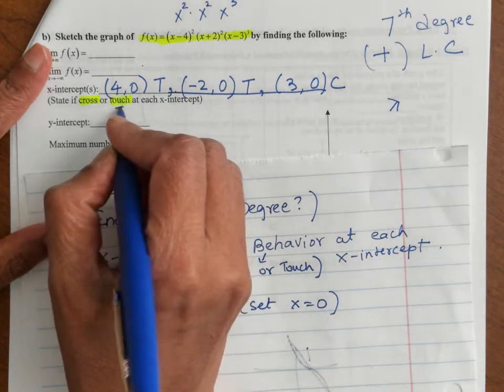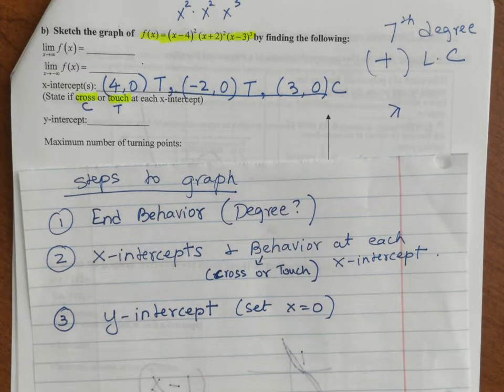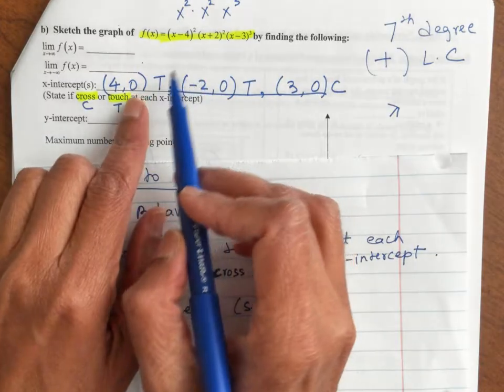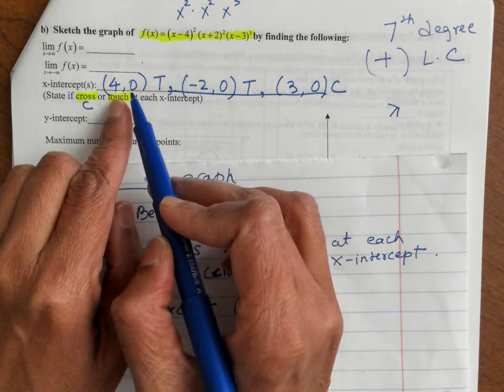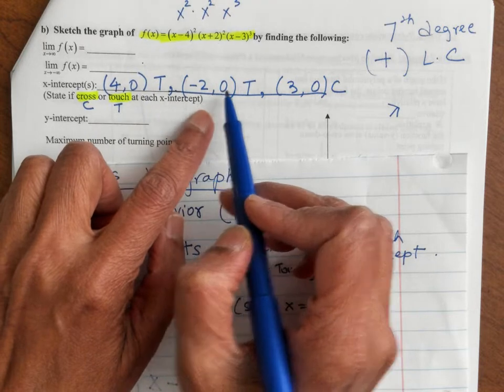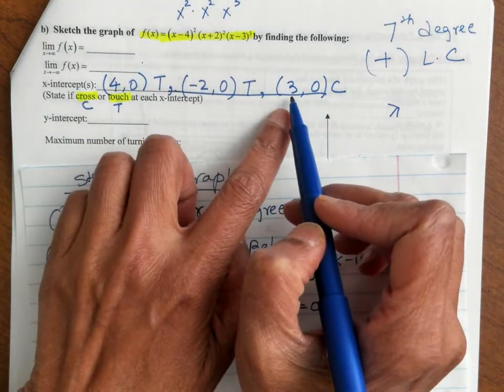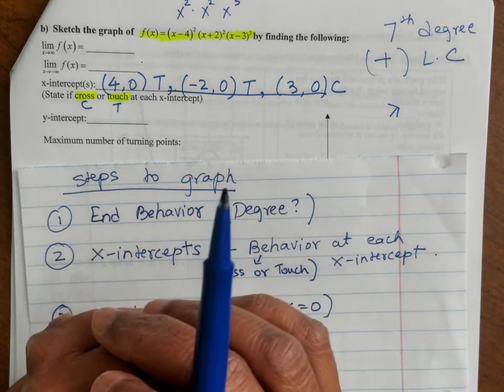Okay, please take a look, and I'm going to explain it. Everybody okay? Can I explain it? Okay, so the x-intercepts should be easy. That's the easy one, right? From x minus 4, you get (4, 0). From x plus 2, you get (negative 2, 0). From x minus 3, you get (positive 3, 0). But how does the graph behave at each of these x-intercepts?